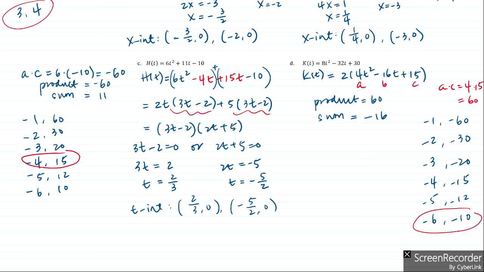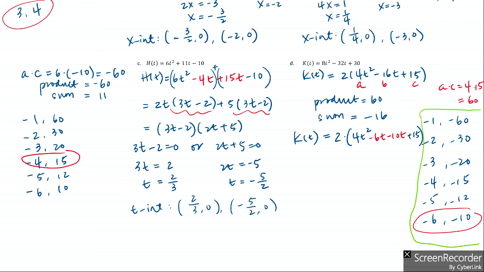And now I want to focus on this expression 4t squared minus 16t plus 15 a little bit. So to start with, we can say k of t is equal to 2 times this expression. And this expression now can be rewritten as 4t squared minus 6t minus 10t and plus 15 over here. And I'll draw a box to separate things a little bit in this process.